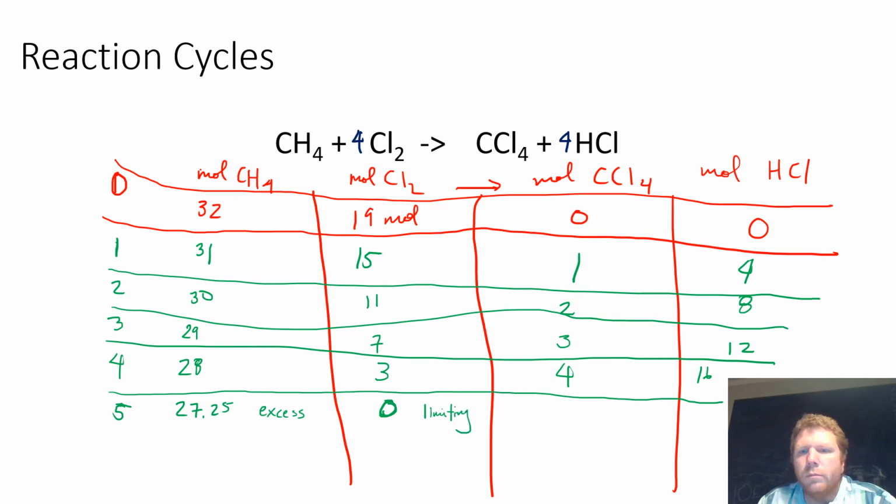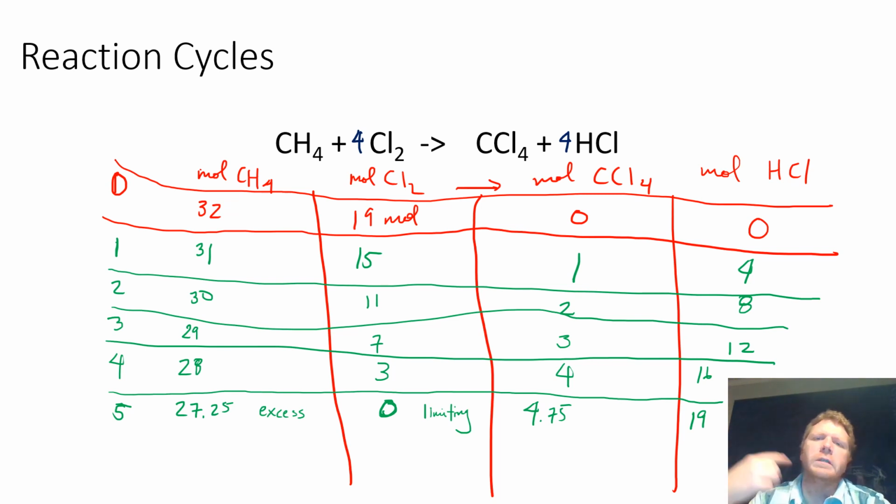And what are we going to be able to produce? We're going to be able to produce another 0.75 moles of CCl4, so we're at 4.75 moles of CCl4, and we're going to be able to make 3 more moles of HCl, so we'll make 19 moles, or our 19th mole of HCl. So this is just a different perspective.